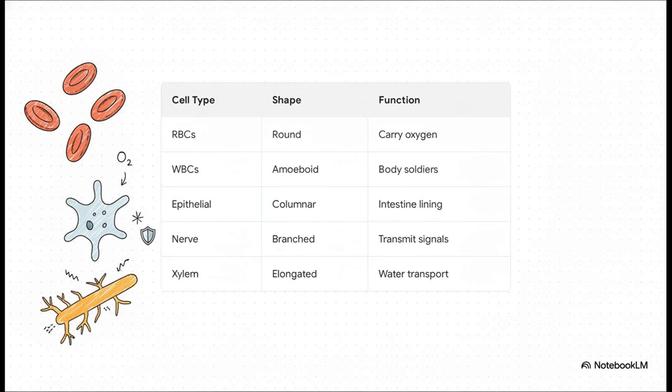On the flip side, your white blood cells, the leukocytes, have an amoeboid, totally irregular shape because they're basically the soldiers of your body, squeezing through tight tissues to hunt down invaders. Contrast both of those with nerve cells, which are super long and branched, making them perfectly specialized for transmitting electrical signals across huge distances. Like I said, form truly equals function here.